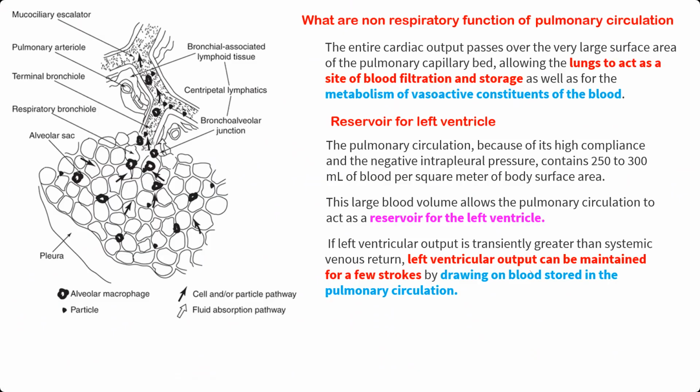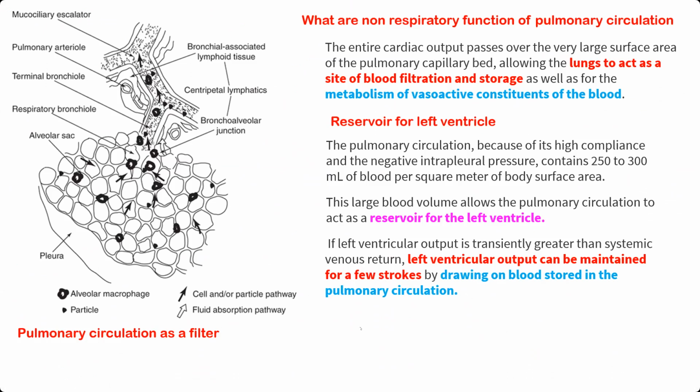So when the left ventricle output is to be maintained for a few strokes, it is by the blood that is stored in the pulmonary circulation. When the patient goes into an acute hemorrhagic or bleeding cause, just like the liver can supply up to 1 liter of blood in emergency, the pulmonary vasculature containing the blood can also supply blood to the left ventricle in trauma cases.